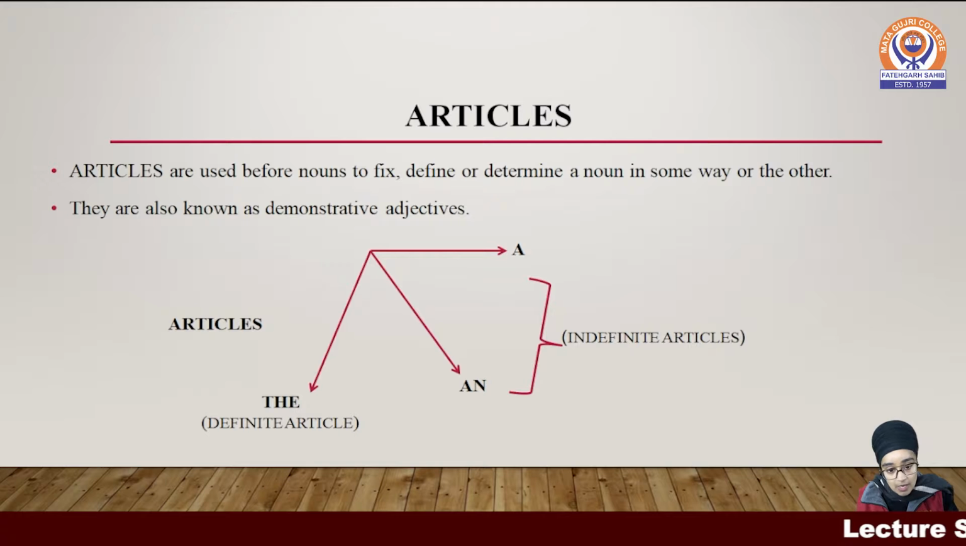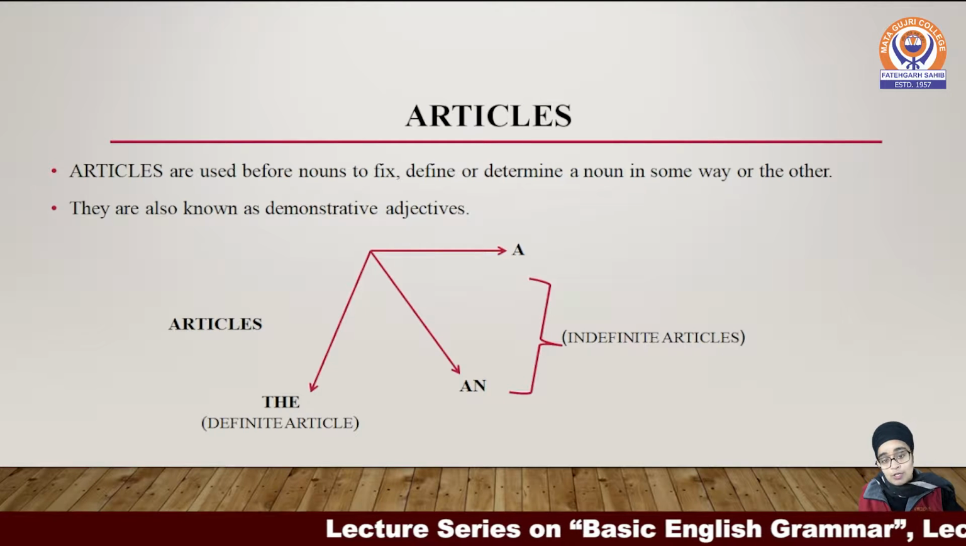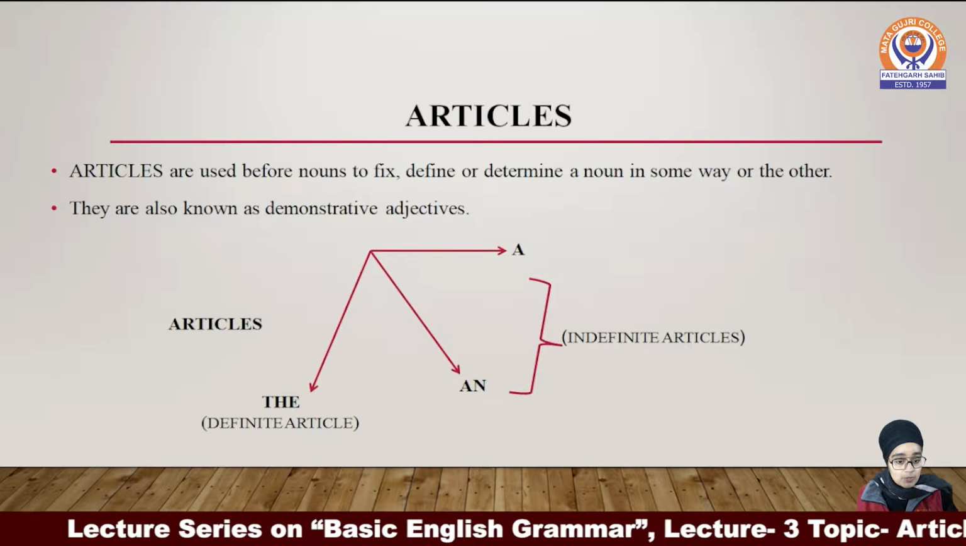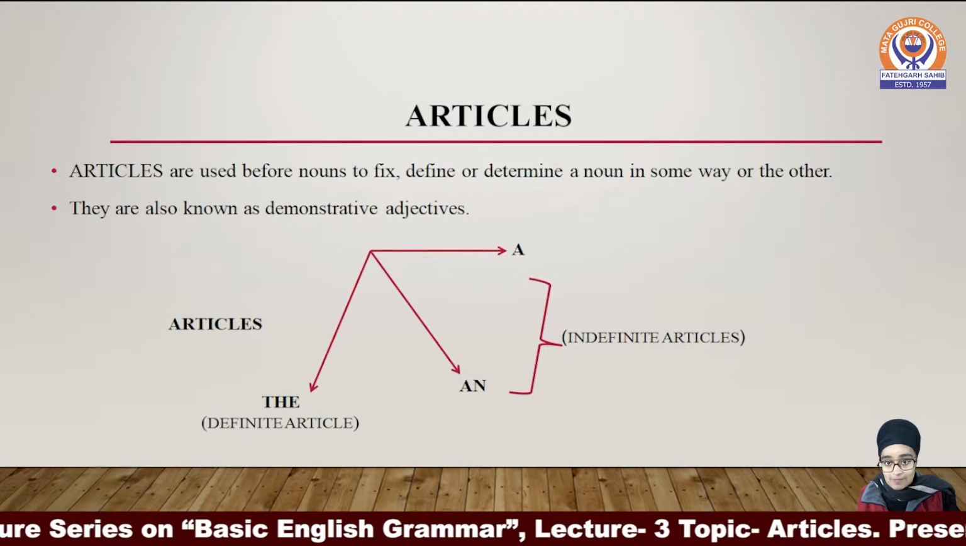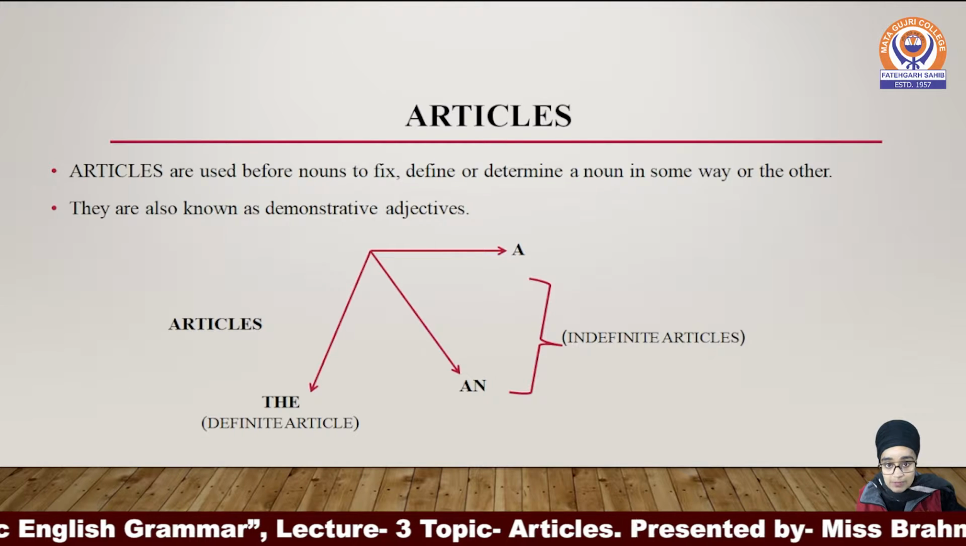Articles are used before nouns to fix, define, or determine a noun in some way or the other. So, articles are words which are used before nouns to explain the noun more effectively. They are also known as demonstrative adjectives. So, they describe a noun, they define a noun, they fix a noun, or determine a noun.